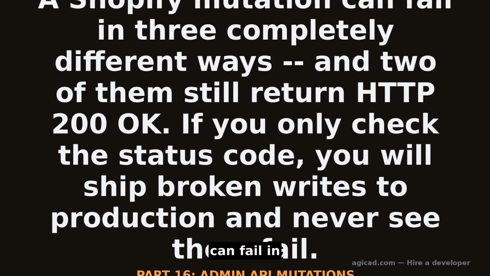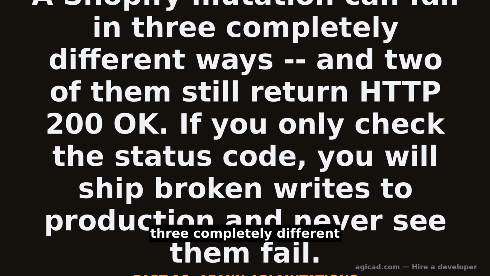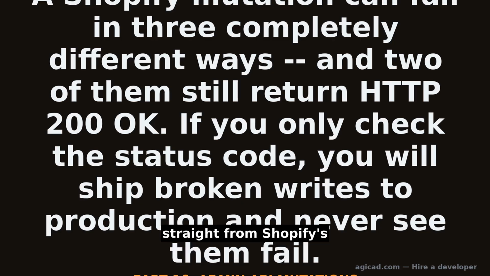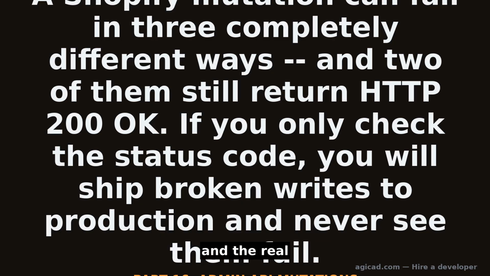A Shopify mutation can fail in 3 completely different ways and 2 of them still return HTTP 200 OK. If you only check the status code, you will ship broken writes to production and never see them fail. Today we cover Admin API mutations, how to write data safely, and the error handling patterns that actually work, straight from Shopify's own GraphQL reference and the real source of the official Shopify app.js library.